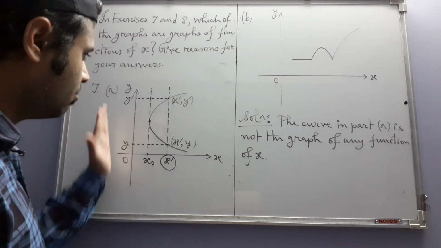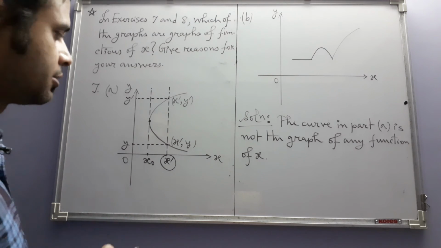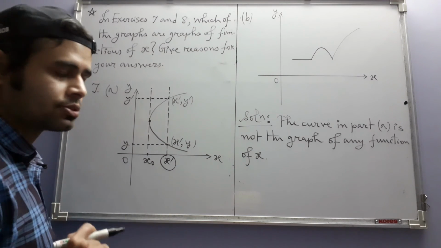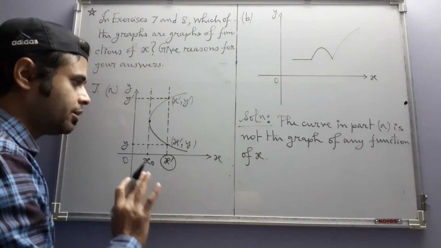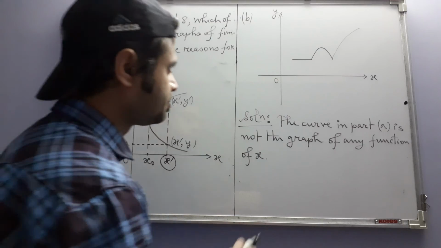Function of x, keep that in mind, our inputs are coming from here. As a function of y, it will be the graph of a function which you know, x equal to y square. But let's not complicate matters further. This is not the graph of a function of x.